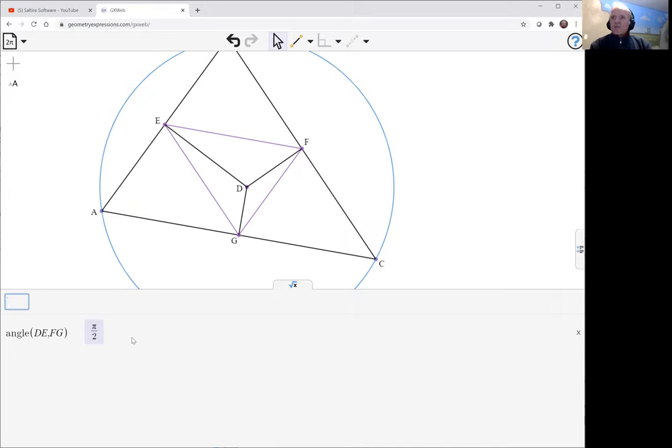We can say by symmetry the other ones will also be, but if we like, we can ask for those angles specifically, DF to EG, and finally the angle between DG.